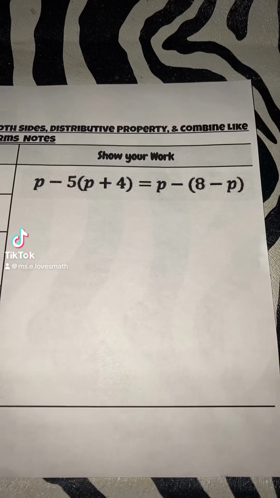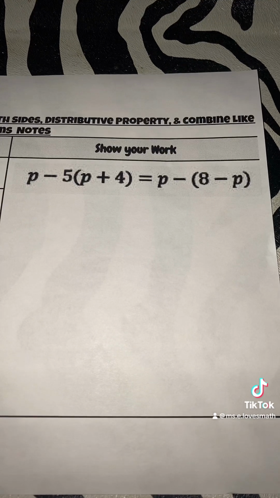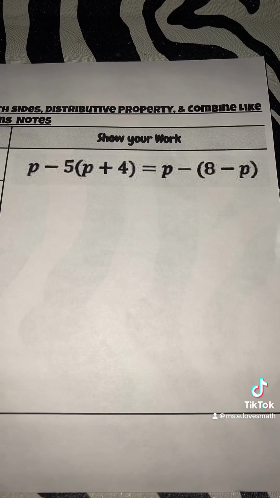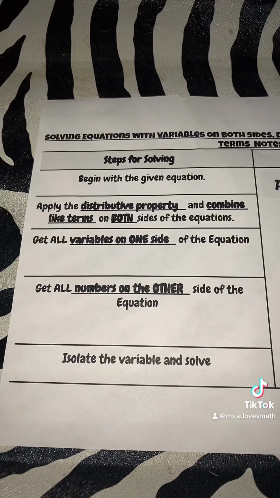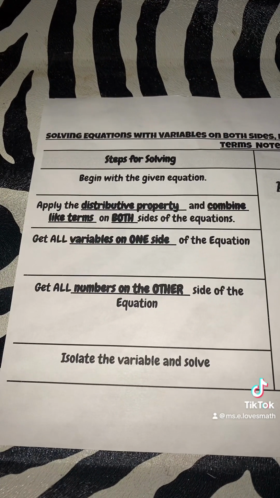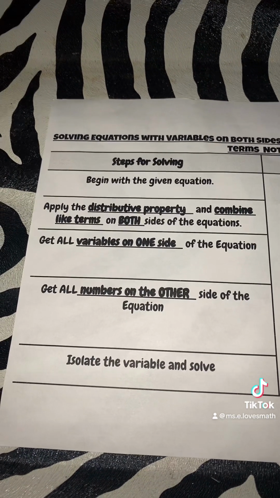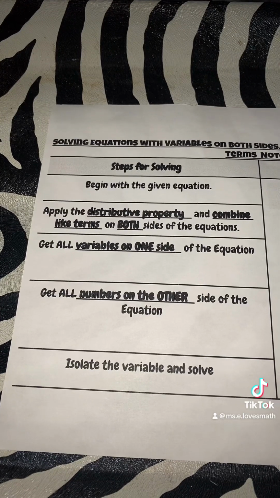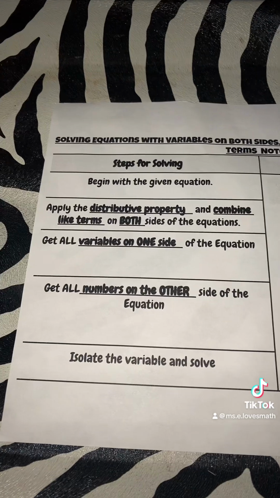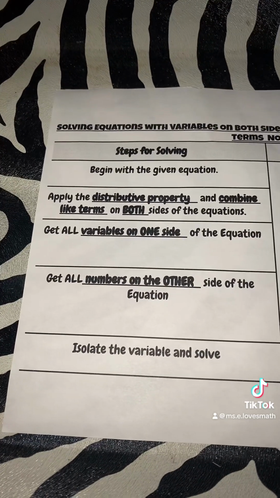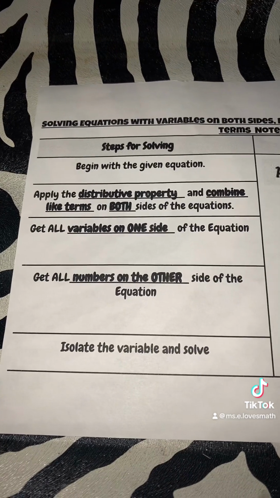Solving equations with variables on both sides, distributive property on both sides, and combining like terms on both sides. For this equation, there are quite a few more steps. We are going to need to apply distributive property and combine like terms on both sides before we do anything else. Then we will get all the variables on one side, get all the numbers to the other side, and solve the equation by isolating the variable, just like we did with all the other ones.